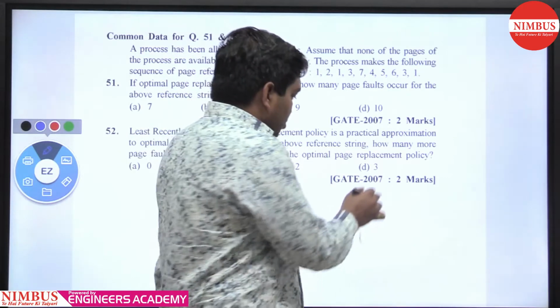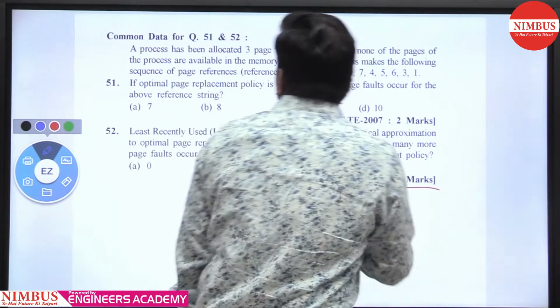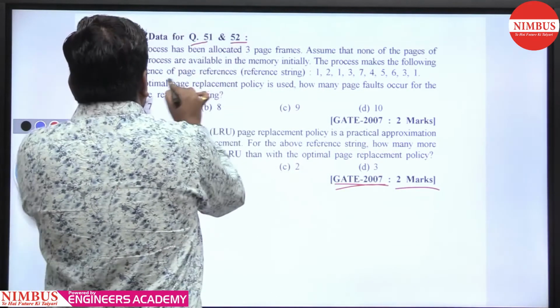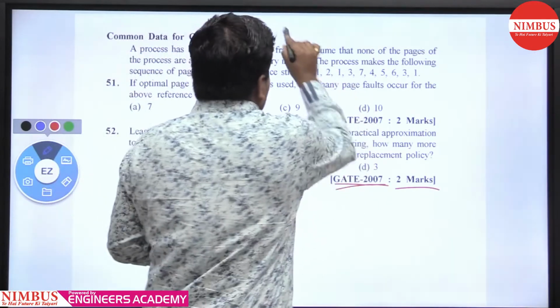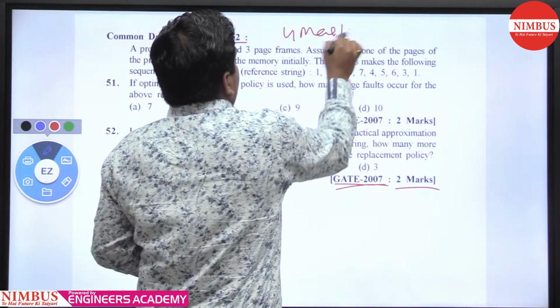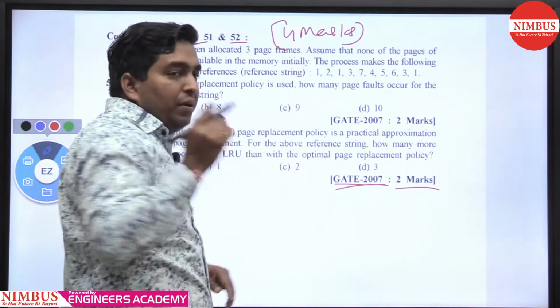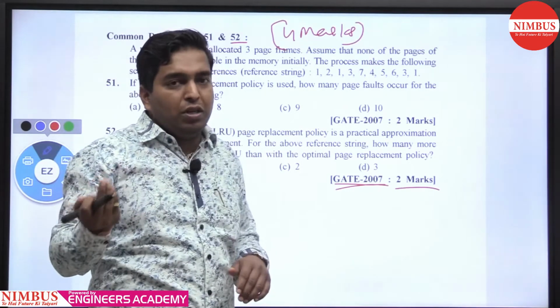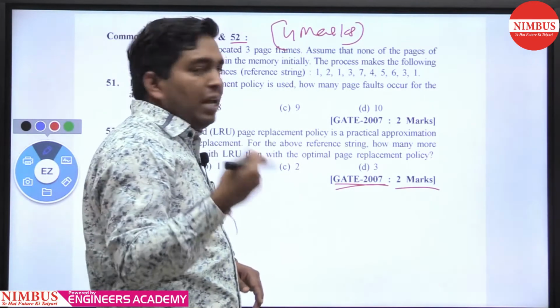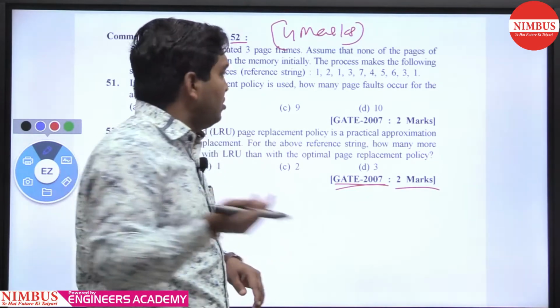Students, this is the question GATE 2007, 2 mark, question number 51 and 52. This is a common data question, 4 mark, that contains 2 questions. You know what the concept of common data is. Common data is given, and it asks 1 or 2 questions, 2 or 3 questions, depending. Like in architecture, sometimes it asks 3 questions.